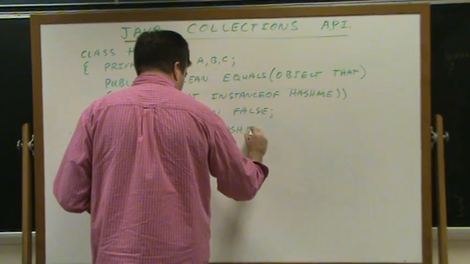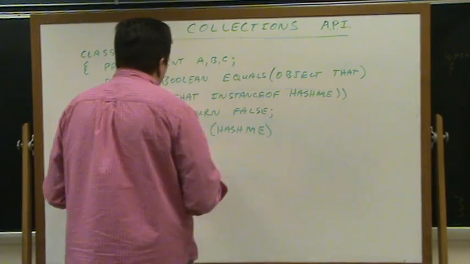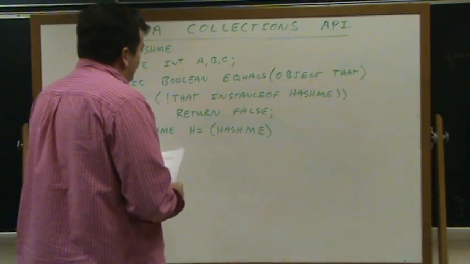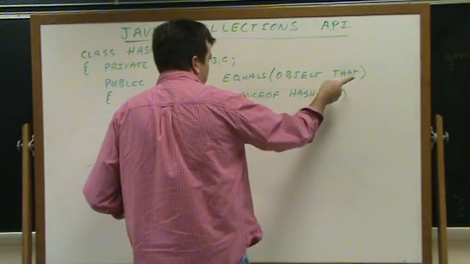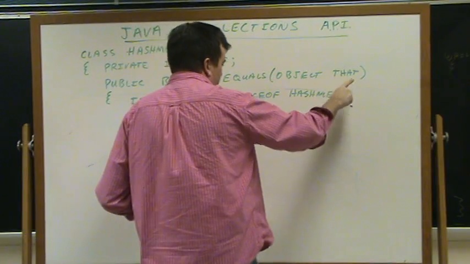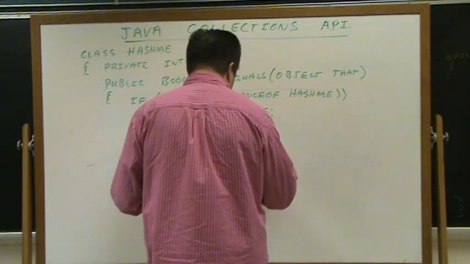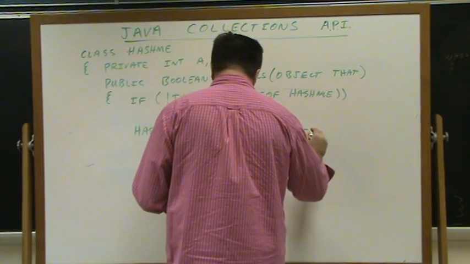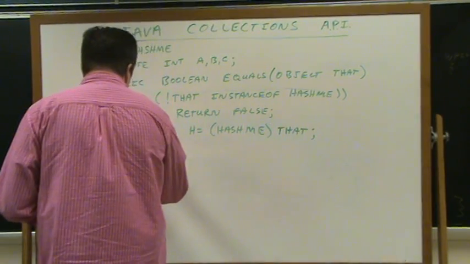So what I'm doing here is we're writing the equals function to describe what it means to be equal. So I'm going to pass in an object into equals, an object called that. Well, let me just finish writing out the code.